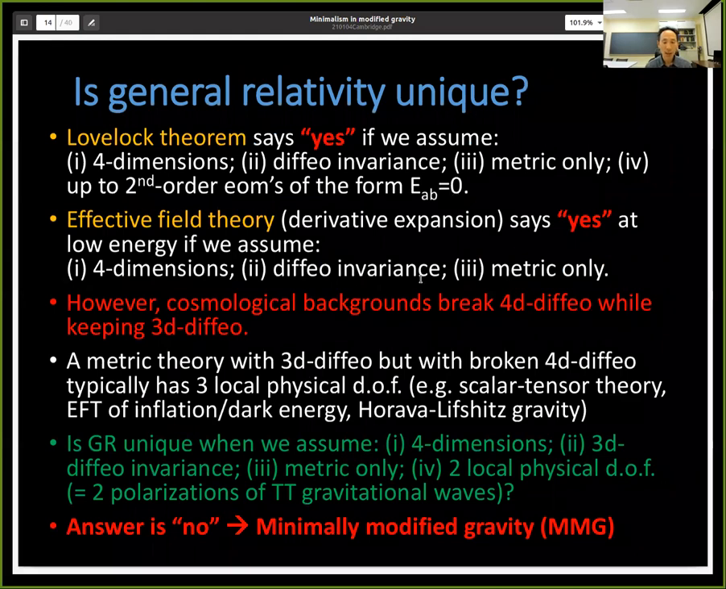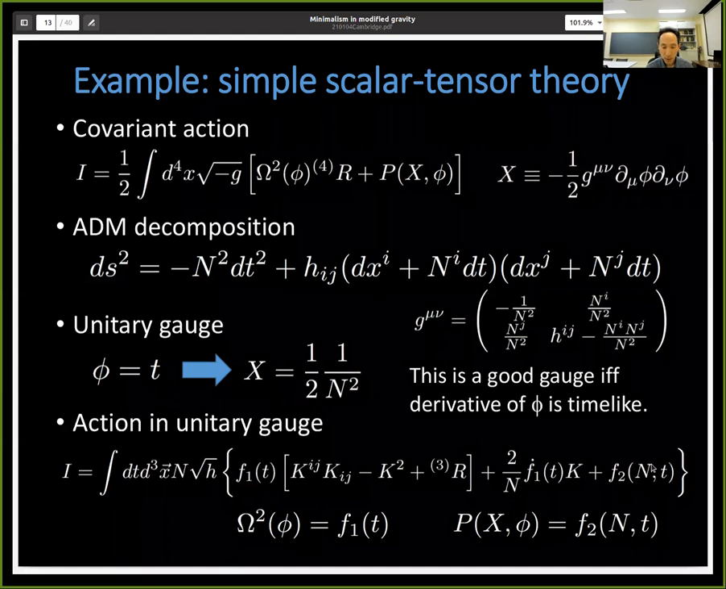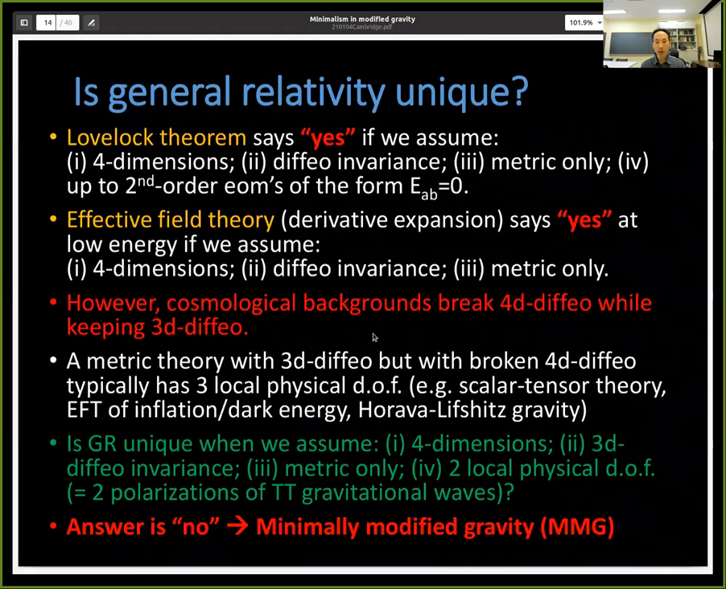So if we break 4D diffeo, and as you see, this breaks 4D diffeo because this is written in terms of ADM decomposition, and keep only 3D diffeo, then we tend to end up with 3 local degrees of freedom. Okay, so the real question is here: is GR unique when we assume 4 dimensions, 3D diffeo, metric only, and 2 local physical degrees of freedom, which correspond to the 2 polarizations of transverse traceless gravitational waves? The answer turned out to be no, as I will show in this talk. And non-GR theories which satisfy these conditions are called minimally modified gravity, MMG. So this is the subject of this talk.